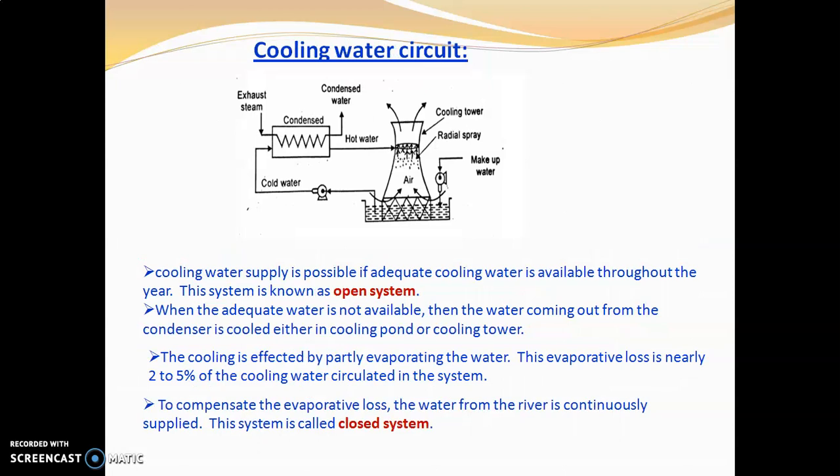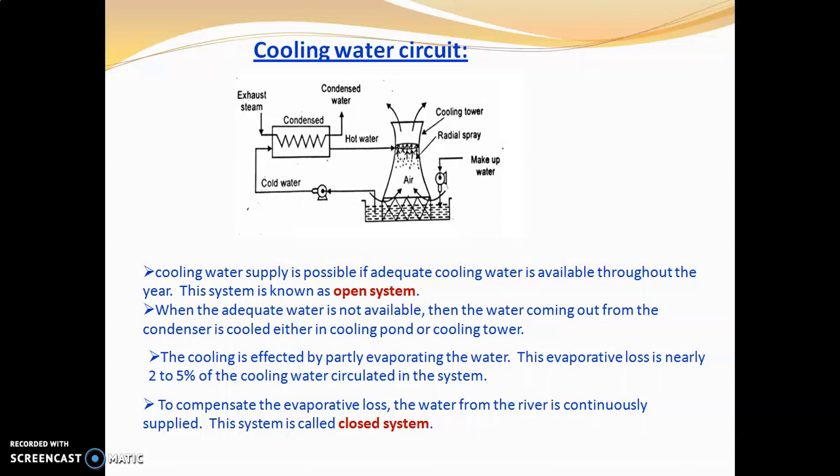Finally, the cooling water circuit. The cooling water circuit consists of a pump, condenser, cooling tower, etc. The exhaust steam from the turbine is condensed in the condenser. In the condenser, cold water is circulated to condense the steam into water. The steam is condensed by losing its heat to the circulating cold water. Thus, the circulating water is heated and the hot water is then taken to the cooling tower.